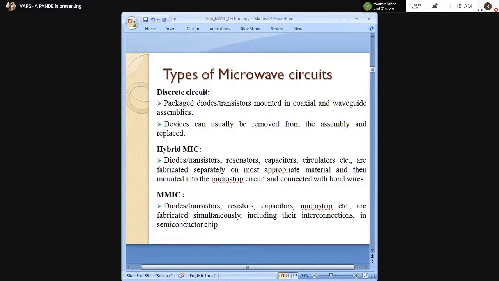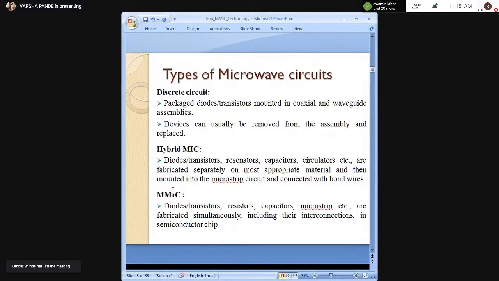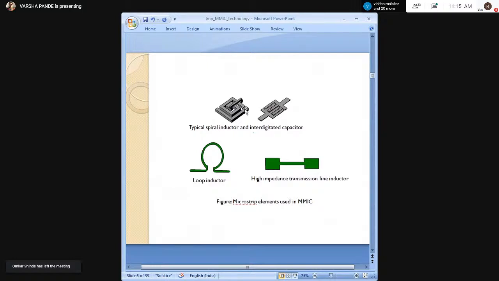Now in this topic we are going to see MMICs in detail. You can see here different components, how these components are fabricated, or if such a shape is there, then what the component is. You can see the first component. This is a typical spiral inductor. This is nothing but an inductor. You can see this is nothing but a capacitor. This is a loop inductor, and this is a high impedance transmission line inductor. All these components are flat and they can be fabricated on an integrated circuit.